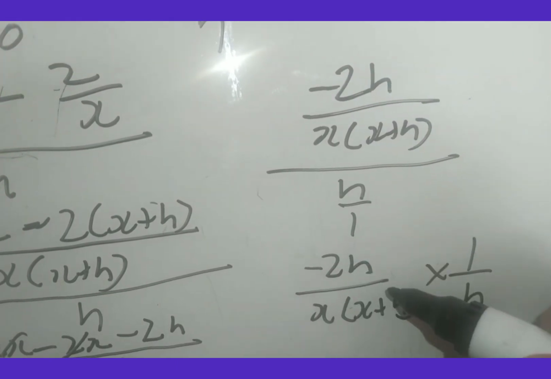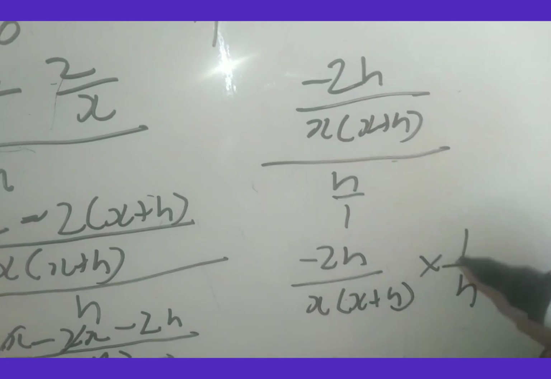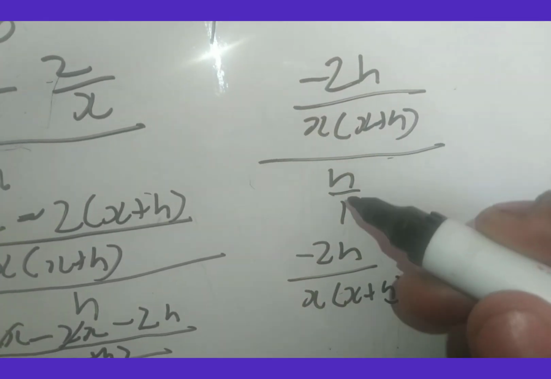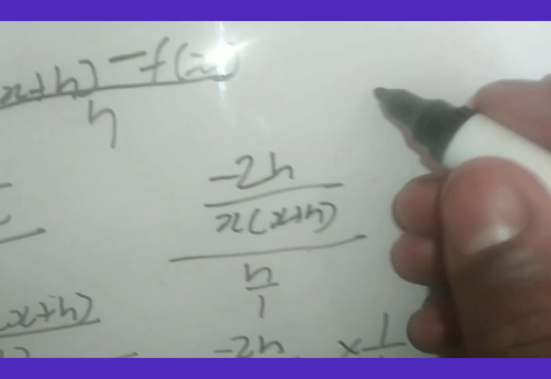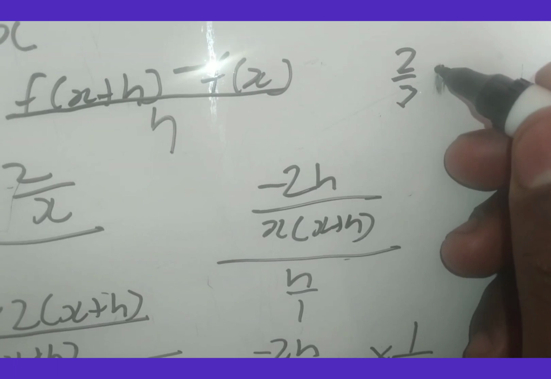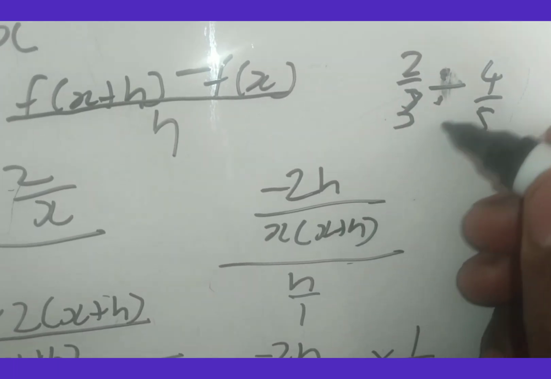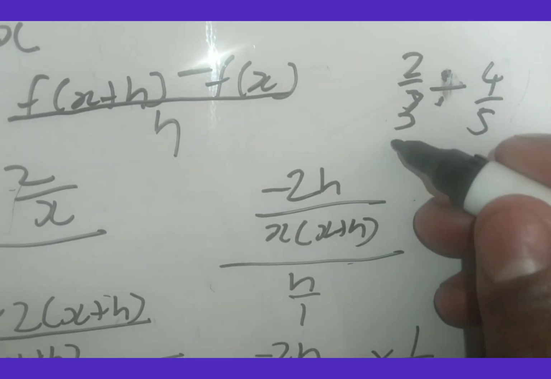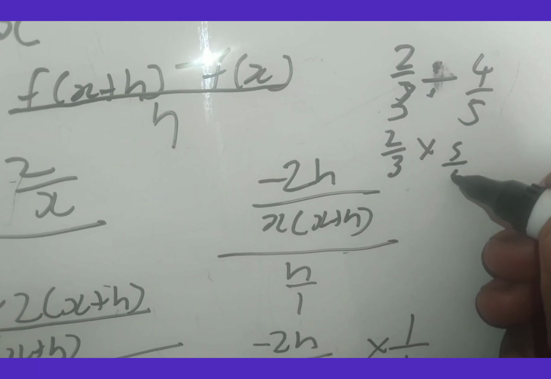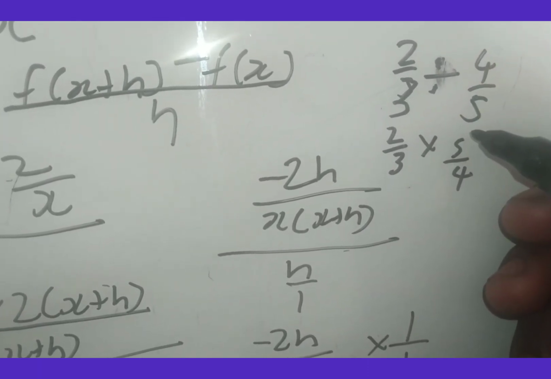So remember, whenever we have a division line, when we change it to multiplication, the second fraction changes. For instance, let's say we have 2 over 3 divided by 4 over 5. The rule is we change the division sign into multiplication and we switch the second fraction. So the denominator becomes the numerator, and the numerator becomes the denominator.